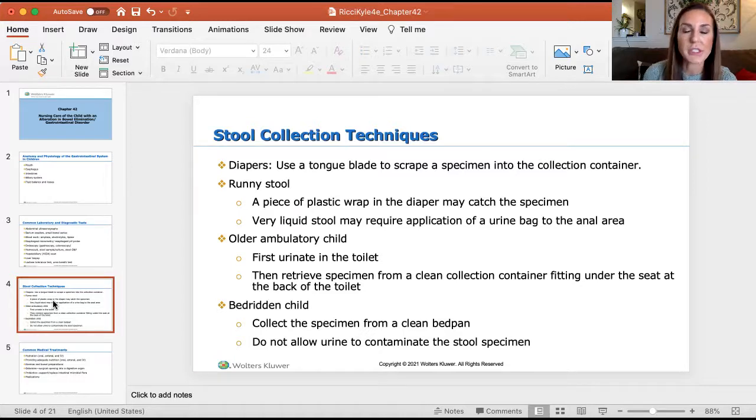So pee first, and then put maybe a hat down there and try to collect it that way. But if it's mixed with urine, dump it. You'll have to wait.